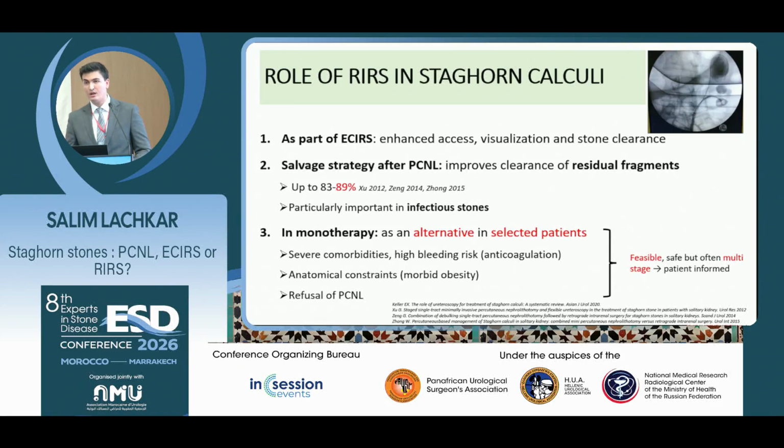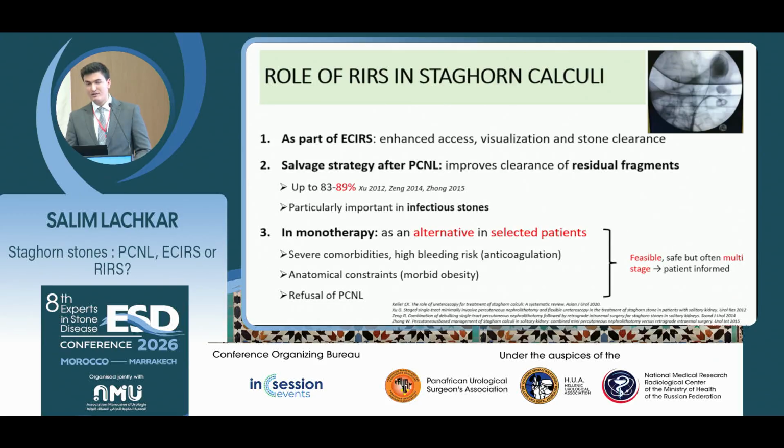So for me, there is only 3 situations where we have to use the ureteroscopy technique in the treatment of staghorn calculi. First of all, as a part of ECIRS, and it's of course because it will enhance the vision, visualization, and stone clearance. And second point is very interesting, is a salvage strategy after percutaneous technique. Why? Because we have to treat all the residual fragments. We saw that the residual fragment will increase the morbidity for the patient.